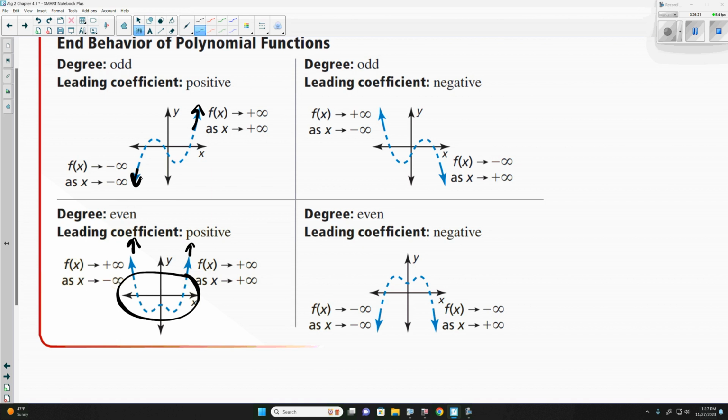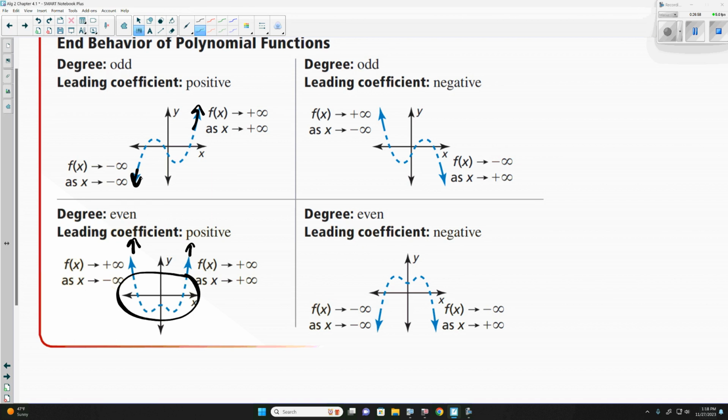Now, to finish out this chart, because it is written here, that chart is included in your notes. If the degree is even and the leading coefficient is positive, f of x is going to approach positive infinity as x approaches positive infinity. And f of x approaches positive infinity as x approaches negative infinity. That's just saying as we increase x from the left and to the right, both are going to go up.